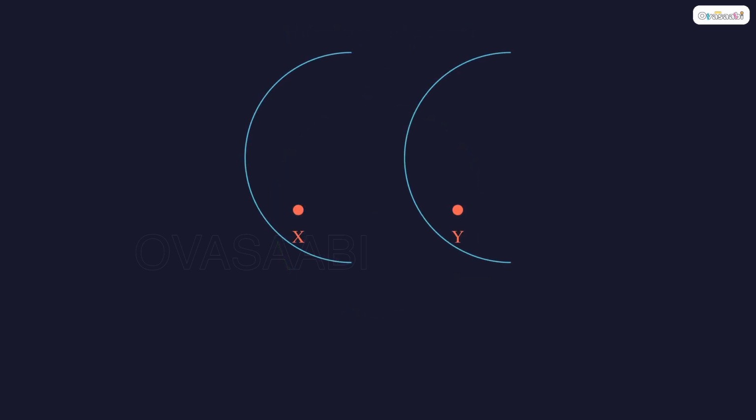Worked example 2. Construct the locus of points equidistant from X and Y. Step 1. Draw arcs from X, then from Y with the same radius. This perpendicular bisector joins the intersection points. It cuts XY at 90 degrees and divides it exactly in half. Test. Pick any point on the line and measure to X and Y.